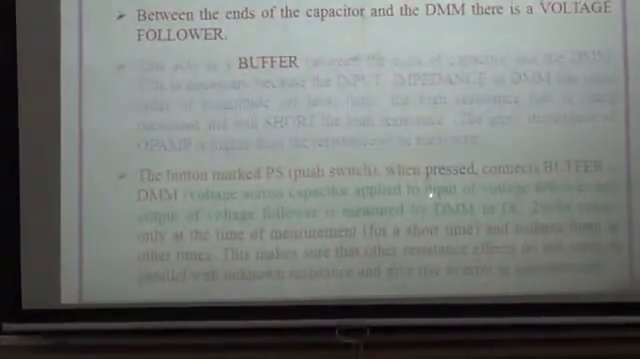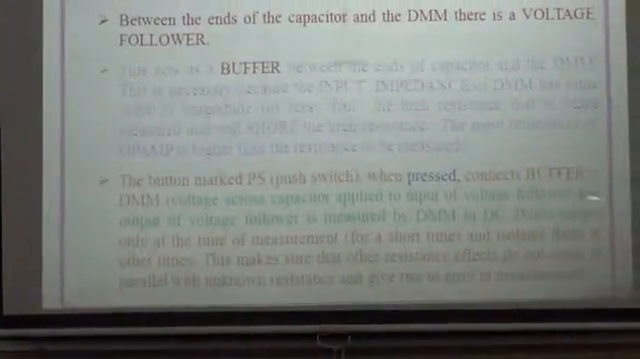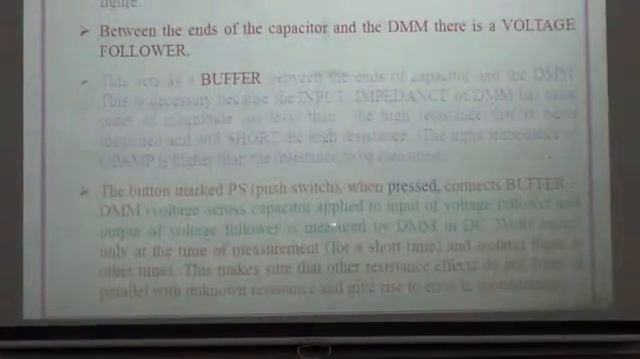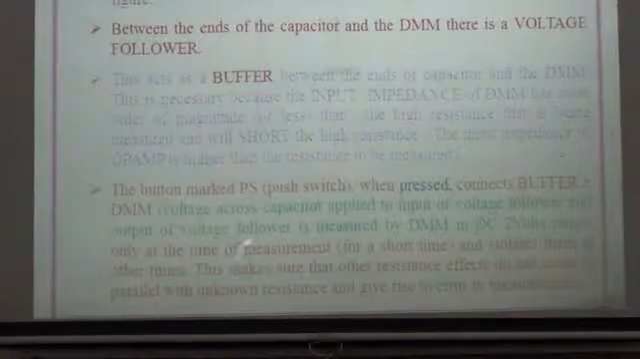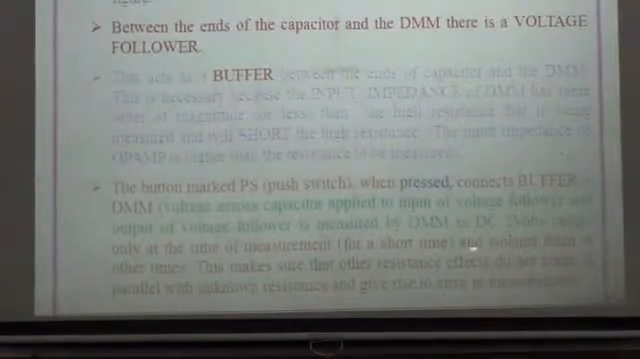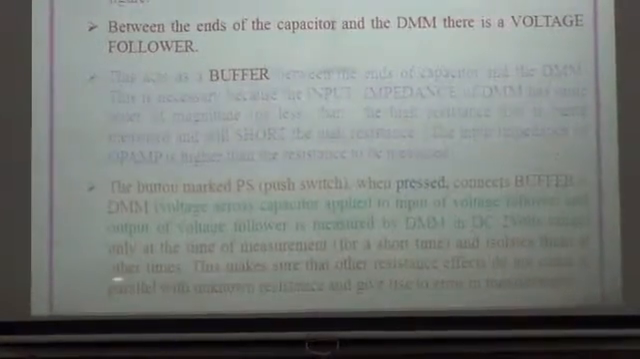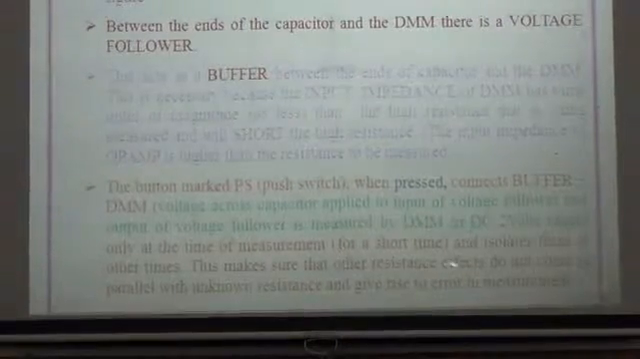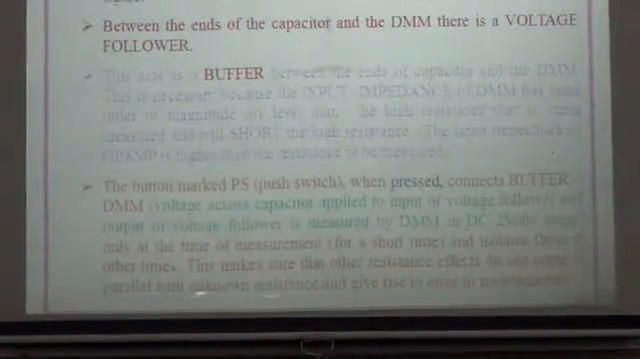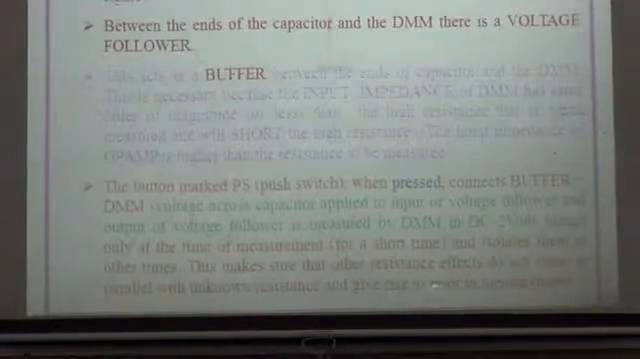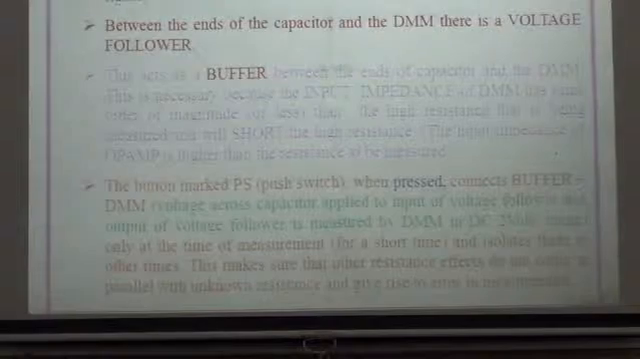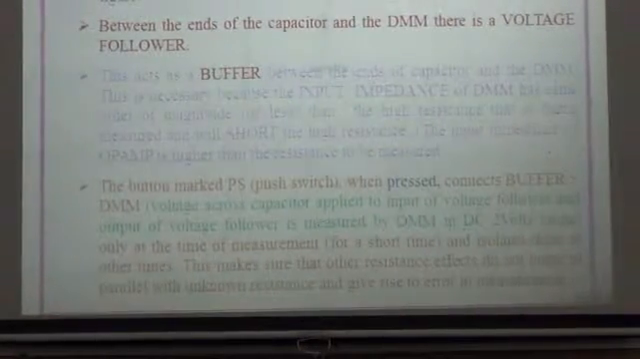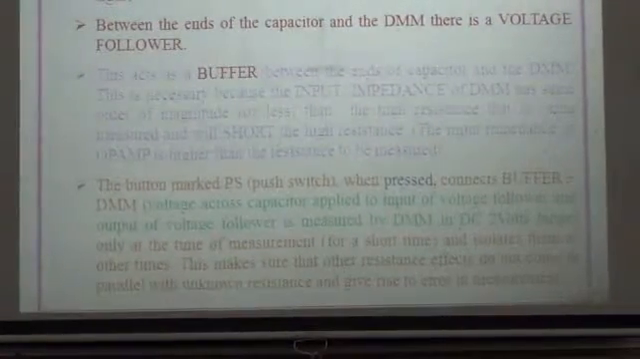The voltage across the capacitor is applied to the input of the voltage follower, and the output of the voltage follower is measured by the DMM in the DC 2 volts range only at the time of measurement, for a short time, and isolated at other times. This ensures that other resistance effects don't come in parallel with the unknown resistance and give rise to error in measurement. So this is the precaution that we have to take. We have to measure the voltage every time after pushing the PS switch.